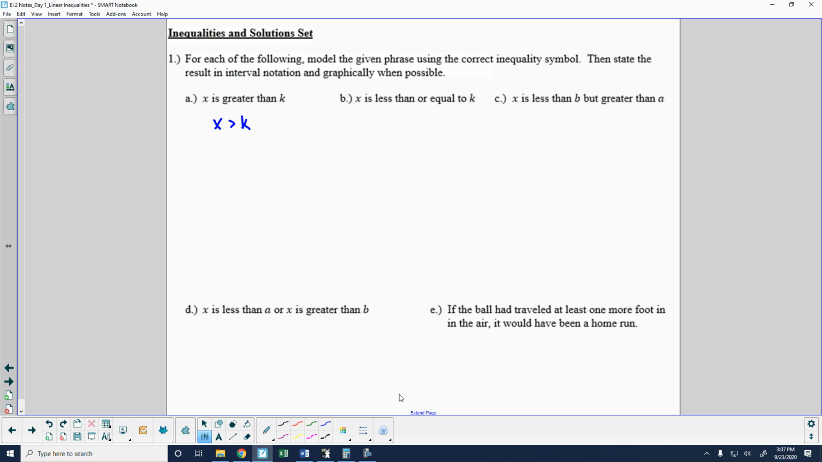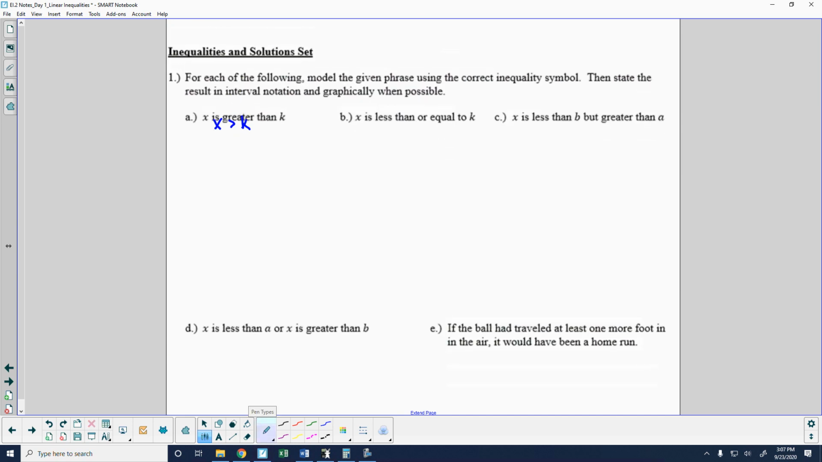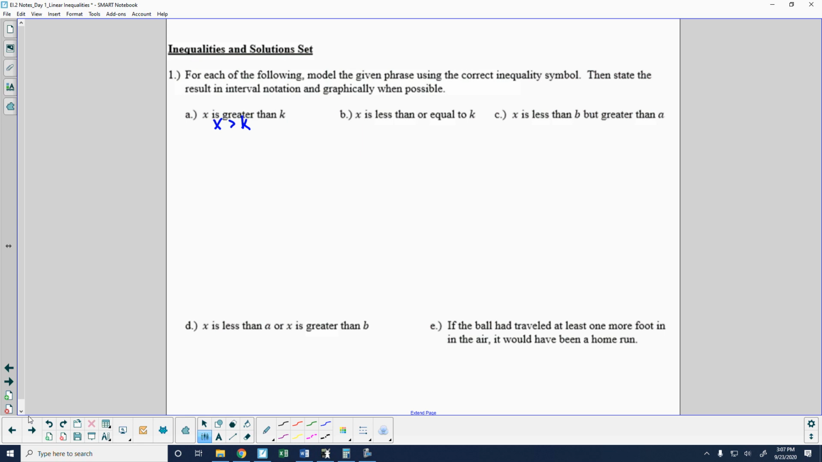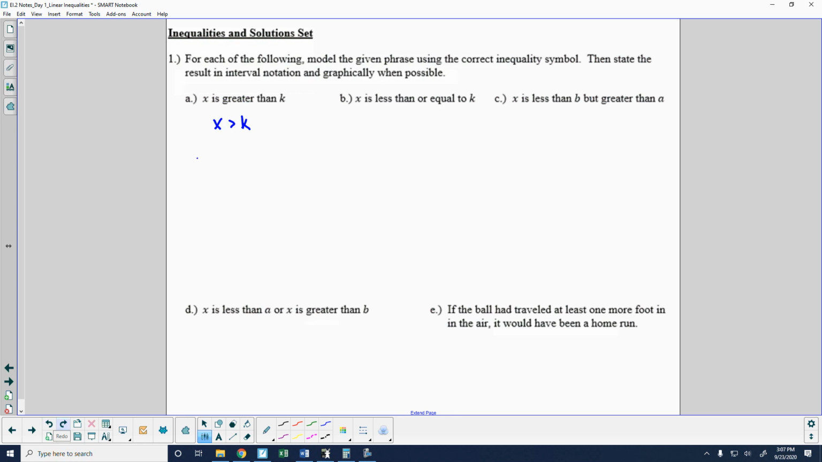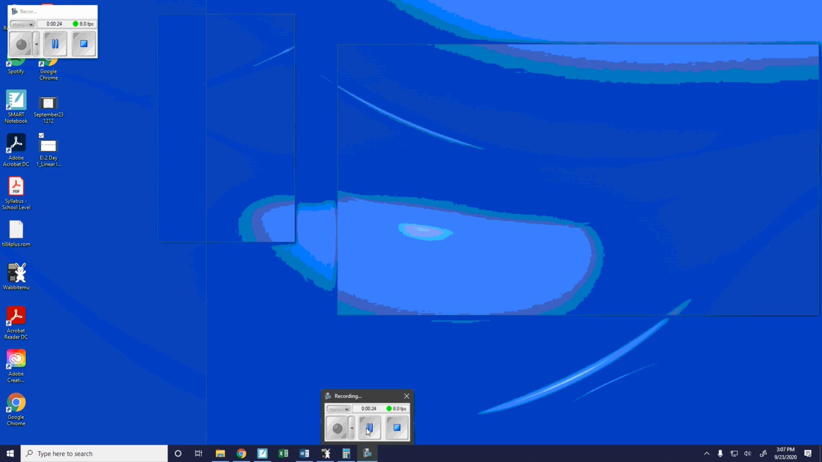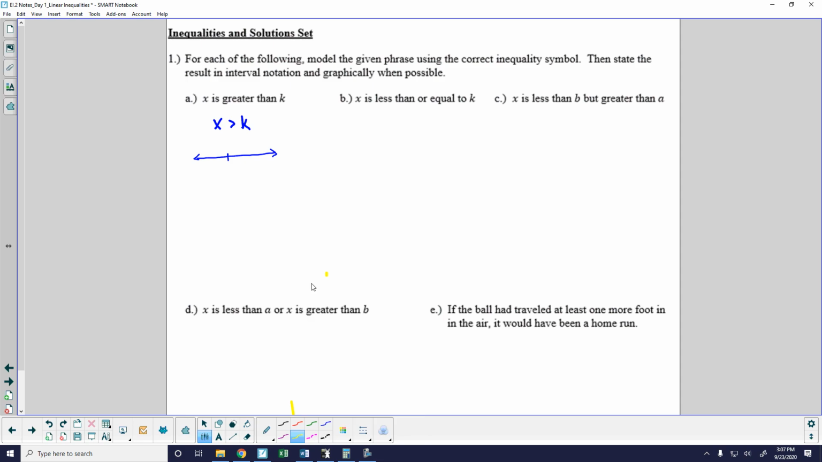We also want to be able to graph that. When we graph that, all of these are going to be represented on a number line. The number line is going to go to the left forever, and to the right forever. We want to show the relation of x to k. So k is somewhere on that number line. We don't know exactly where, but it's somewhere on that number line. What we then can do is identify that x is greater than k by how we fill in the number line. So k is at this location on the number line.